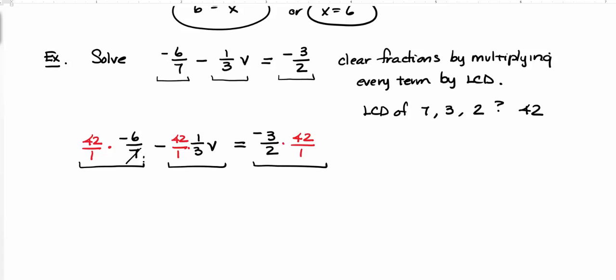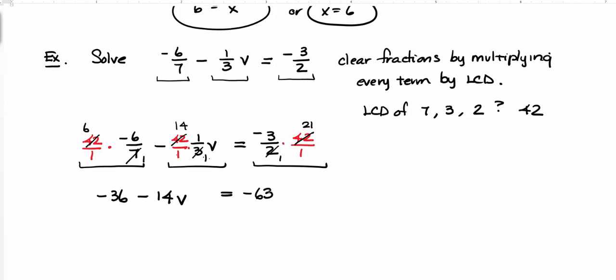So 7 goes into 7 once, 7 goes into 42 6 times. So in this group right here, I have 6 times negative 6. That gives me negative 36. 3 goes into 3 once. 3 goes into 42 14 times. So my denominators are all 1s. That means it basically goes away. And I have a minus 14v. And the last thing I have here is 2 goes into 2 once. 2 goes into 42 21 times. So I have negative 63.